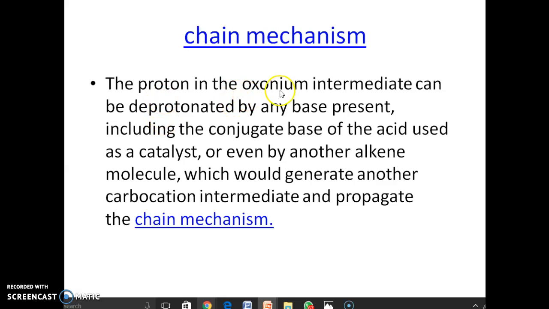The proton in the oxonium intermediate can be deprotonated by any base present, including the conjugate base of the acid used as a catalyst, or even by another alkene molecule, which can generate another carbocation intermediate and propagate the chain mechanism. So this is the overall mechanism of addition of water, which we call a hydration reaction, hydration of alkene.